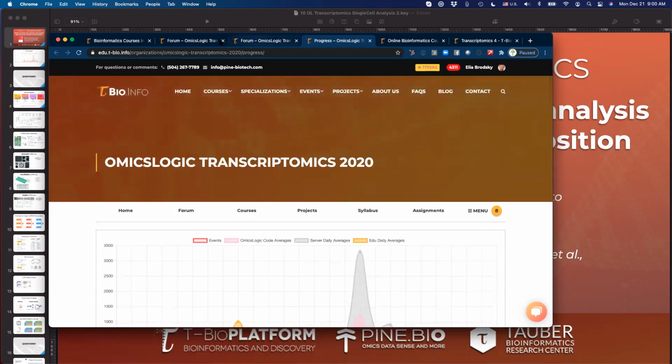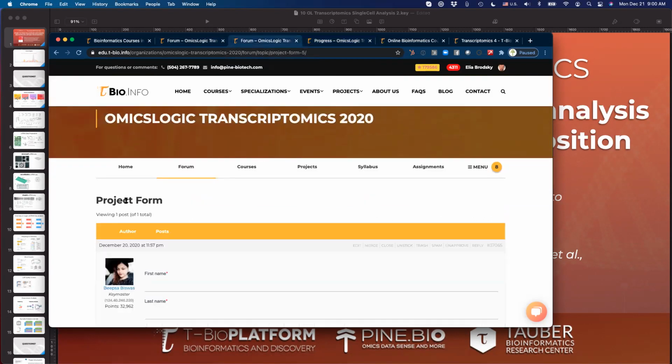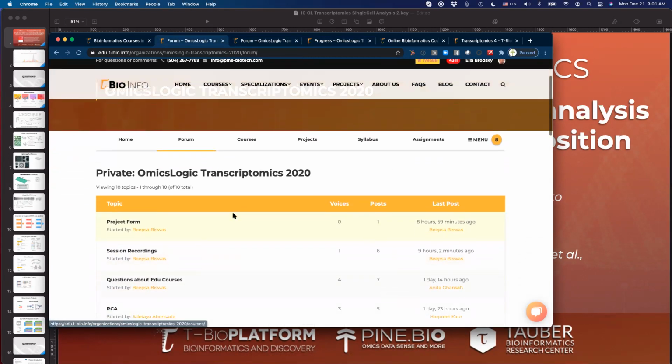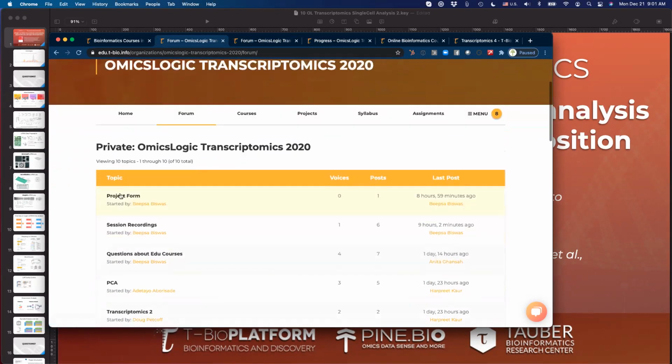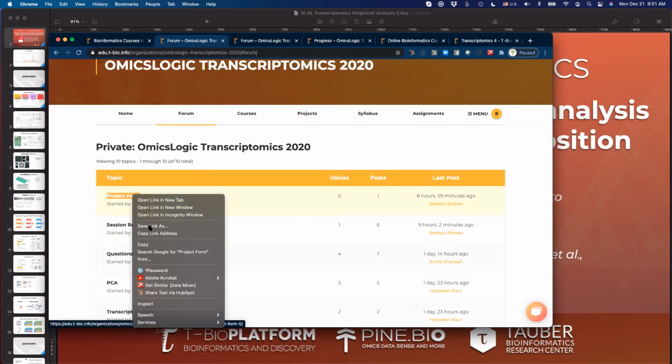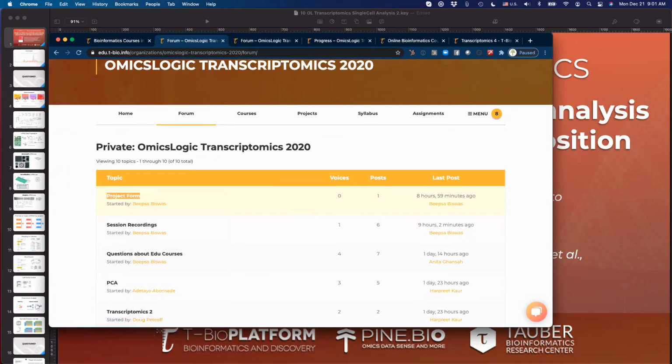And I also wanted to mention that now on the forum, there is a project forum. So if you go to the forum right here, you will see on the main forum page, there is now the top topic, which is a project forum. So you can look at that forum to get an idea of how to submit a project proposal.